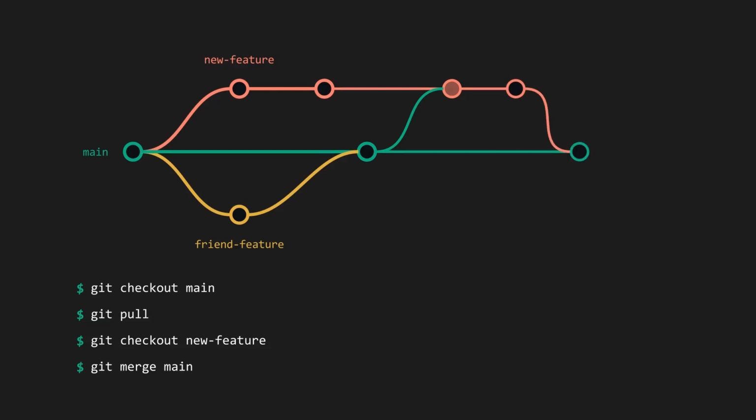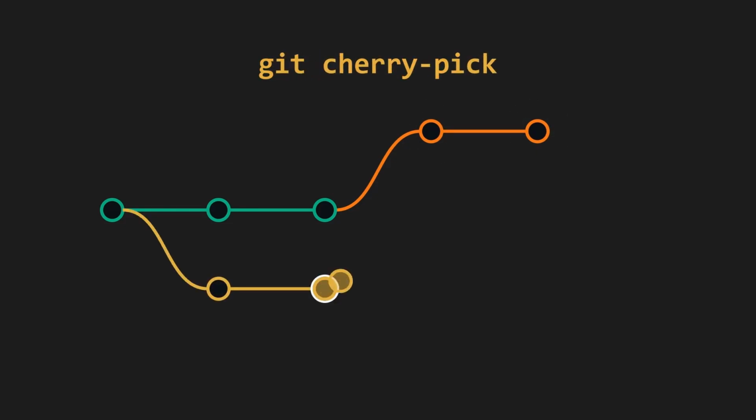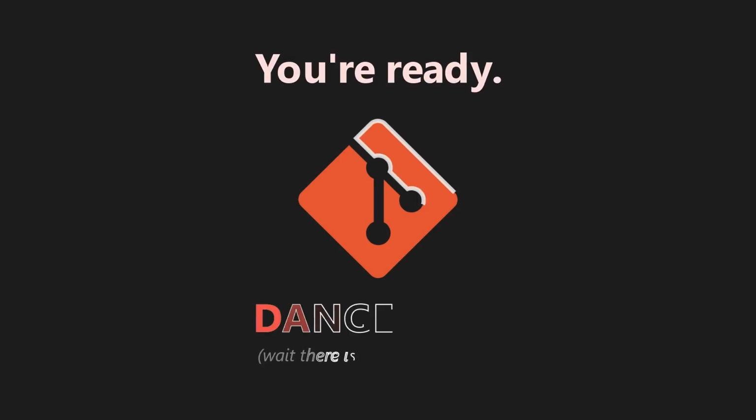There's actually a lot more you can do with branches, like git rebase to cleanly rewrite your history, or git cherry-pick to steal specific commits from other branches. But if you know how to branch and merge, you already know enough to be dangerous.